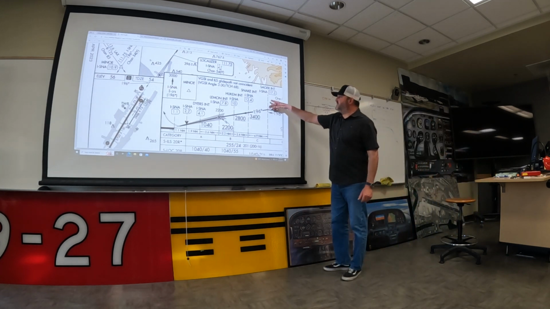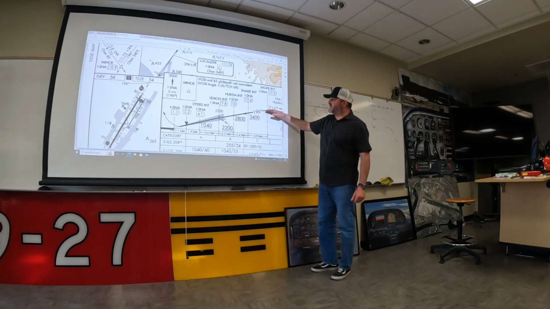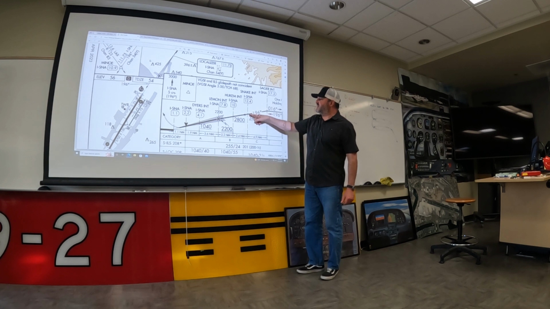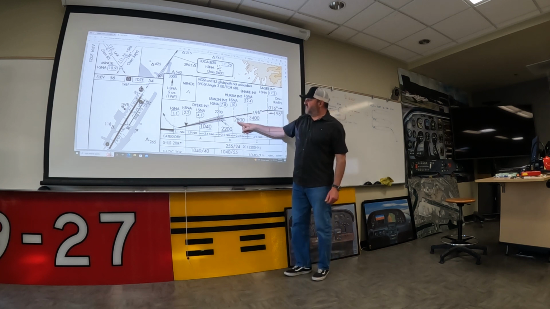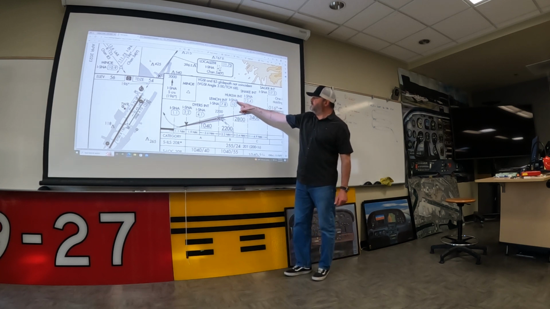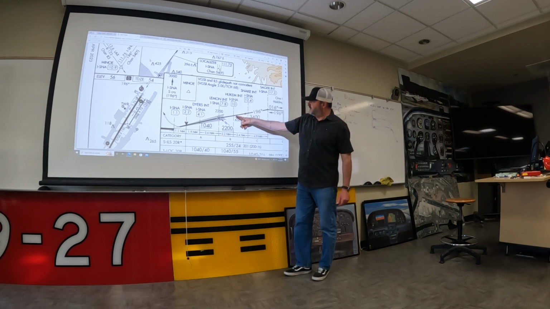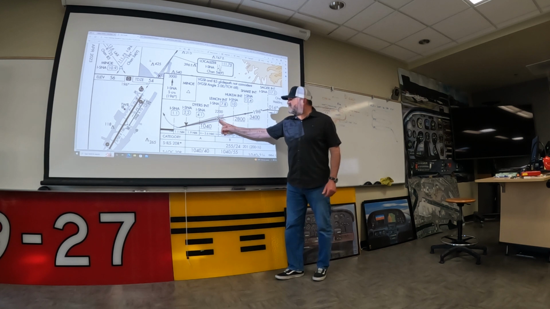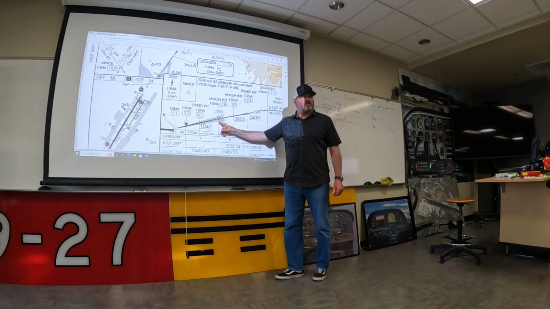I was at 4,000. Once I come inside Sager, what am I allowed to come down to? 3,400. Once I hit Snake, what am I allowed to come down to? 2,800. Once I hit Hook'em, what am I allowed to come down to? 2,200.